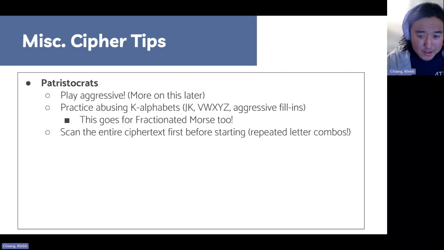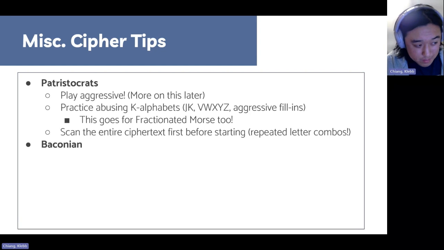Okay. Last thing is scan the ciphertext first before you start. This is something that I didn't realize how important it was until I did it. But it's very, very important. It's very, very powerful. One of the best observations you can make is seeing the same three letters repeatedly and then just guessing THE on it. It's that simple, but it's very, very powerful. Okay. Baconian.